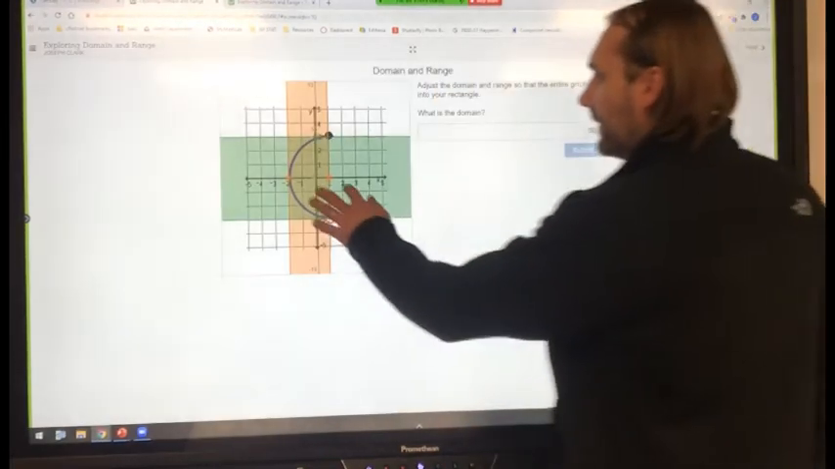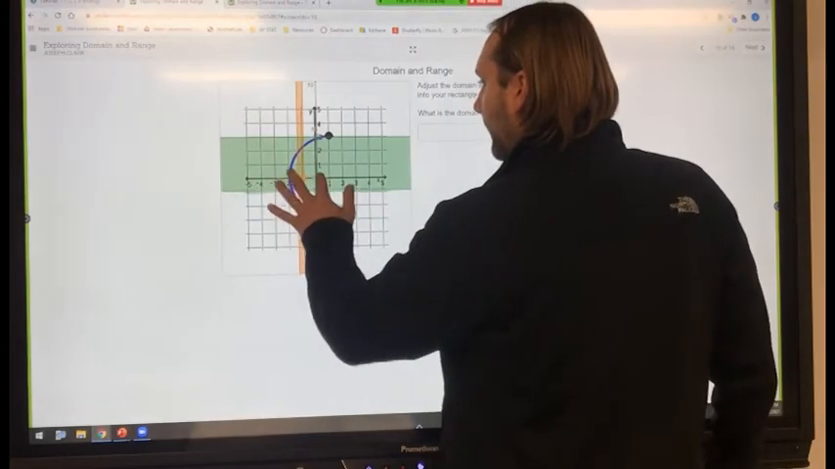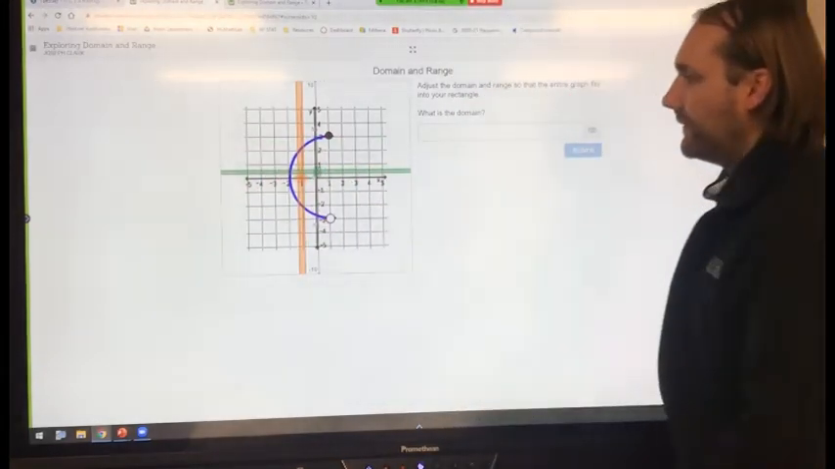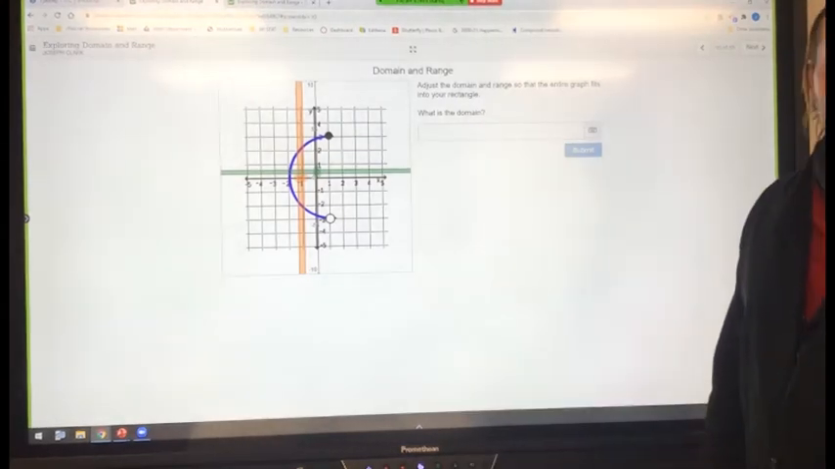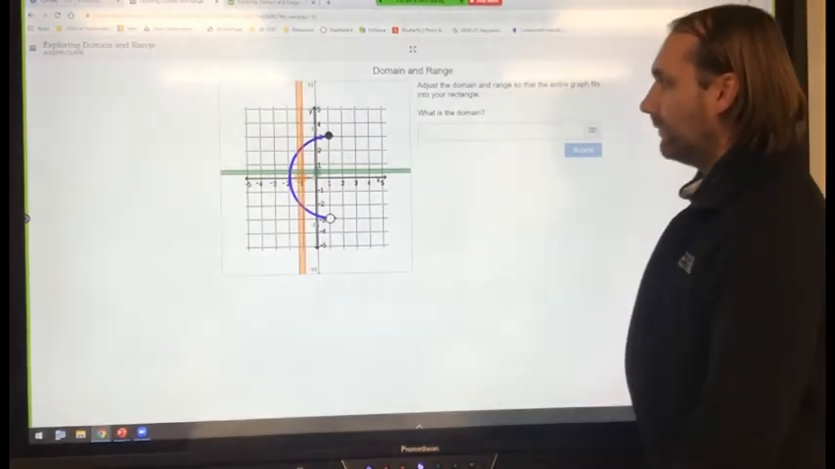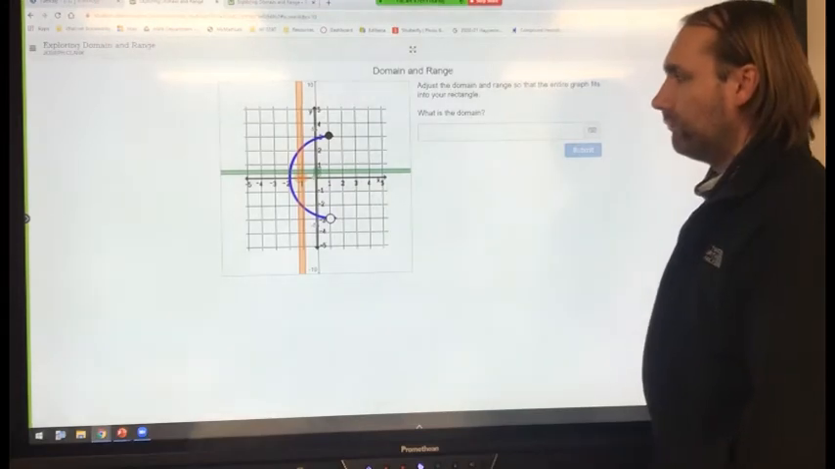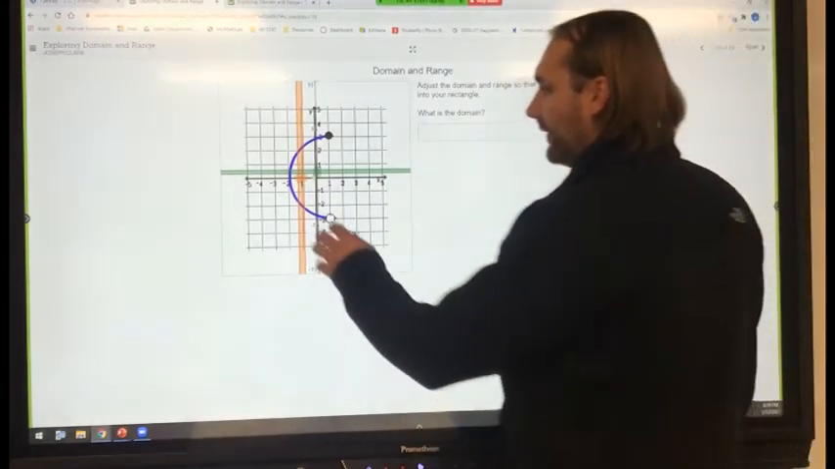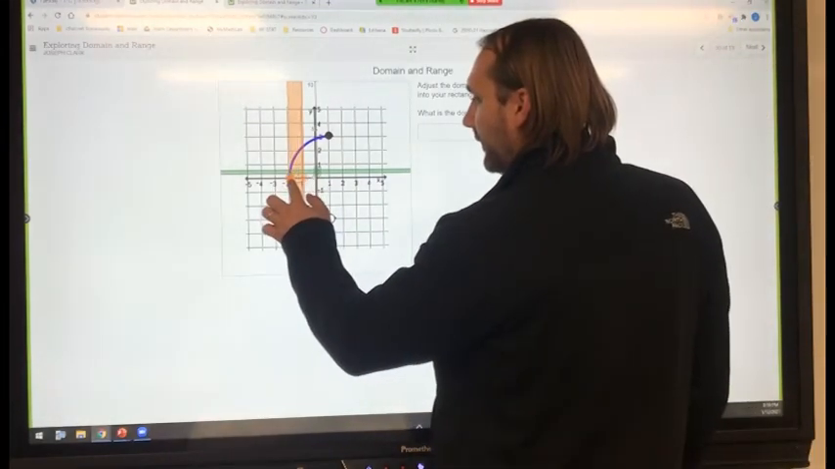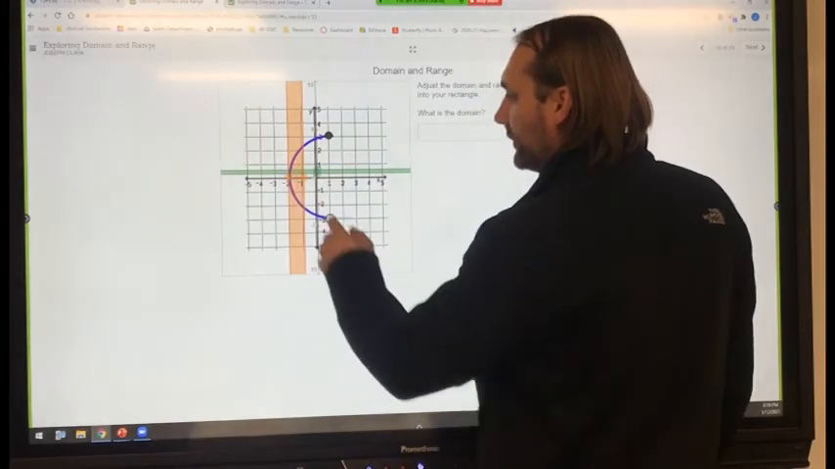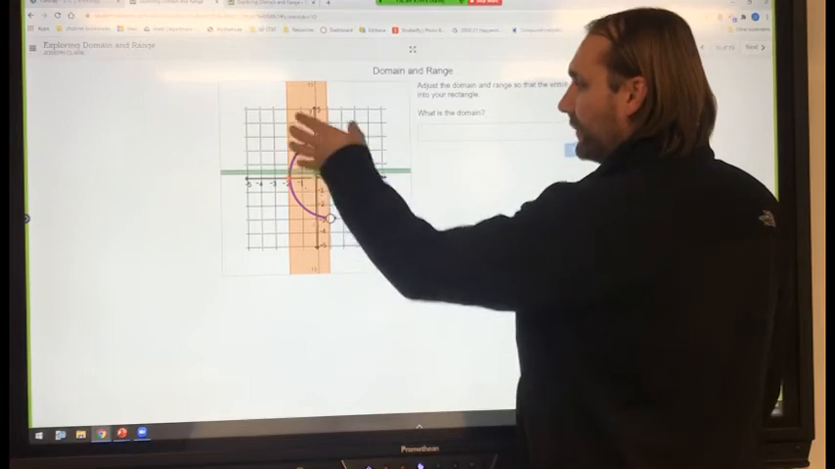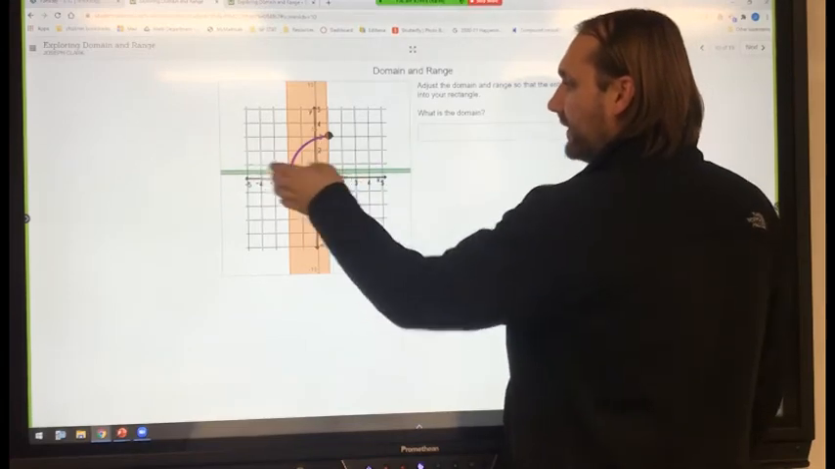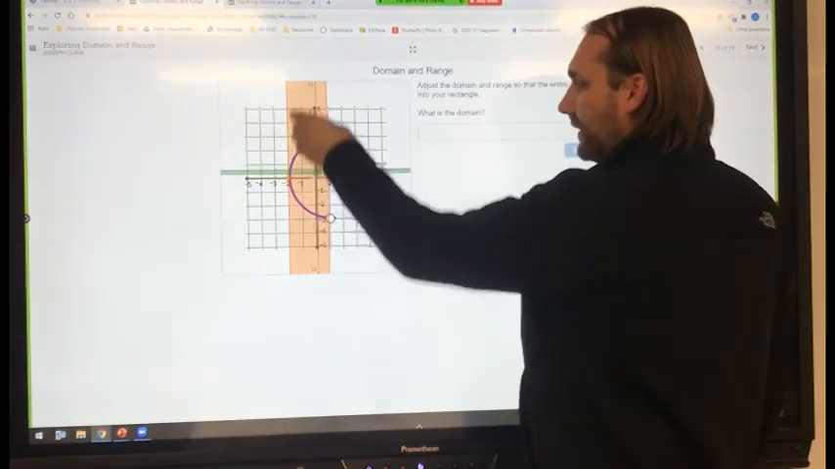So as I look at this example, I'm trying to find the domain and range. We'll start with the domain. Is that X or Y? Domain is X, it's going across, from left to right. So what is the farthest left value? Negative 2. The farthest right value? 1. Now none of my graph is to the left or to the right of my shaded orange region.